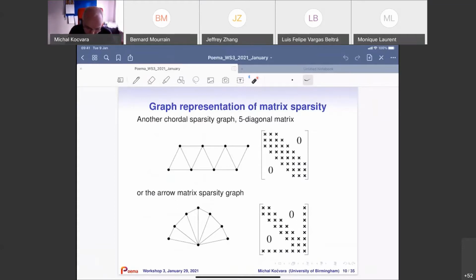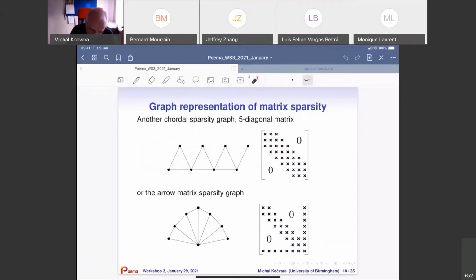The first one is a 5-diagonal matrix. We have this nice graph, and clearly the maximal cliques are these triangles here, this one, that one, corresponding to these dense submatrices, this one, 3 by 3 dense submatrices.